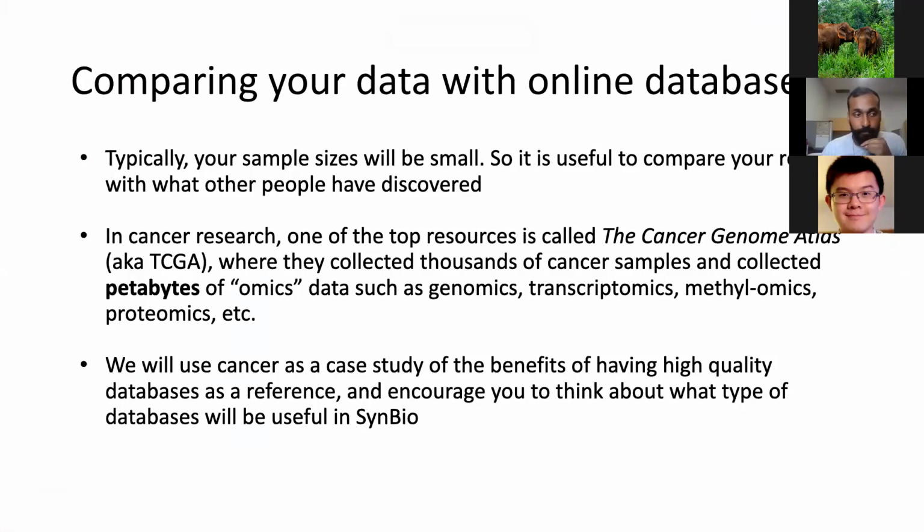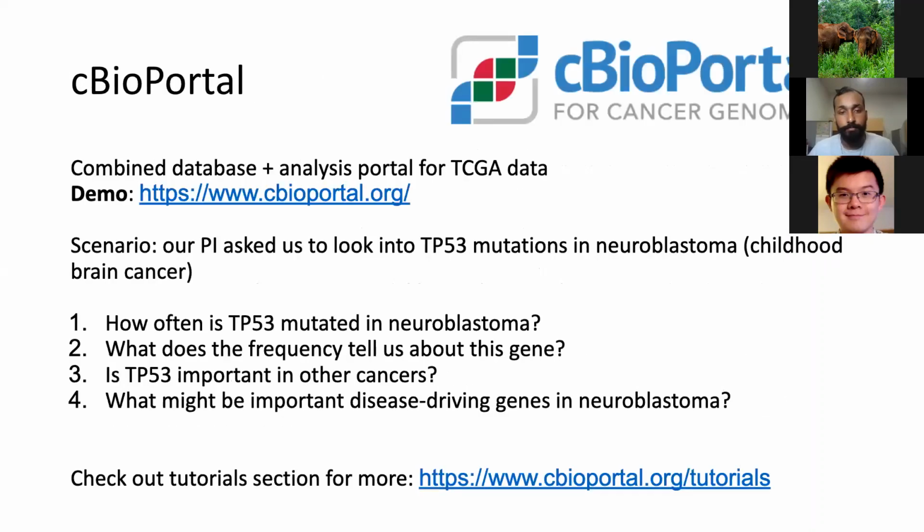In cancer, the top resource that we all know and love is called the Cancer Genome Atlas, also called TCGA. They collected thousands and thousands of cancer samples, and petabytes of different omics data, including genomics, transcriptomics, methylomics, proteomics, and more. We will use this as a case study to look at the benefits of having high quality databases, and we encourage you to think what kind of databases you might want for your work in synthetic biology. So I'll be doing a quick live demo.